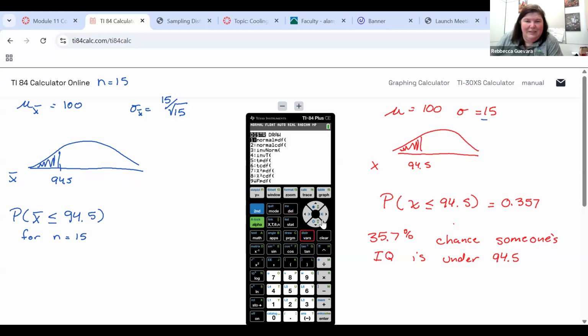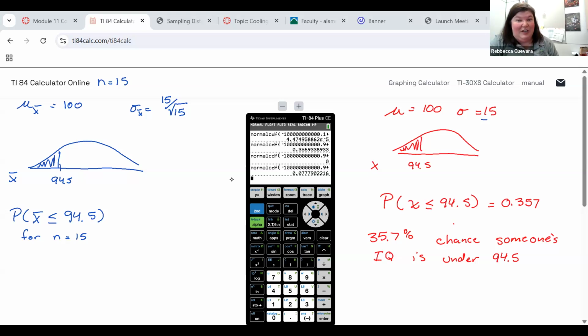Let me look at that again. All right, it's different from earlier. Let me just check something. Okay, I don't know what happened the first time because I didn't really change anything, but I just did it again. This is what I should have had.